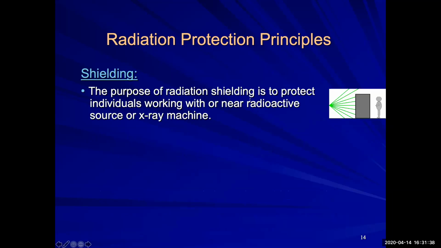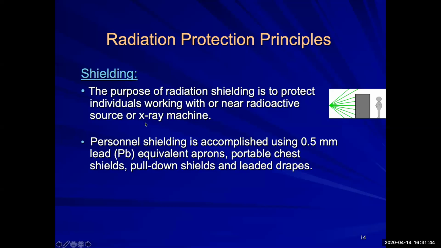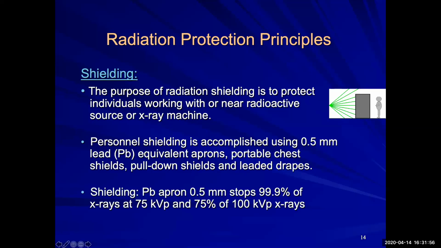Shielding: the purpose of radiation shielding is to protect individuals working with or near a radioactive source or X-ray machine. So we can use personal shielding by wearing an apron of 0.5 millimeter in X-ray, but this is not very effective for higher energy, because a lead apron of 0.5 millimeter is effective with X-ray up to about 75 kVp. If we use a potential of 100 kVp, we get protected about 75%. In nuclear medicine, at 140 keV, it only absorbs maybe 50% or less.